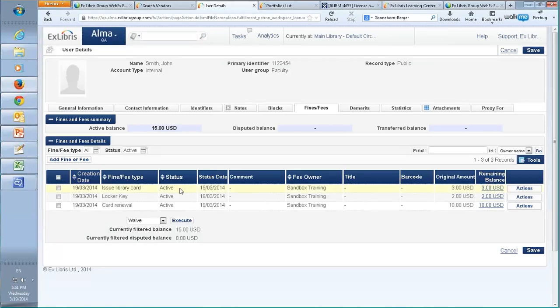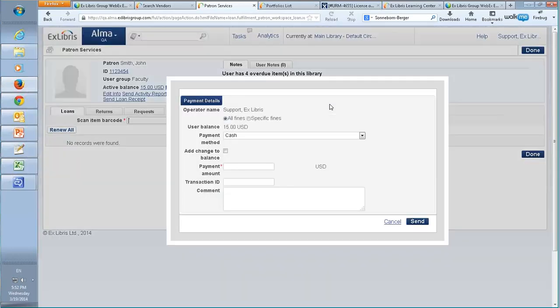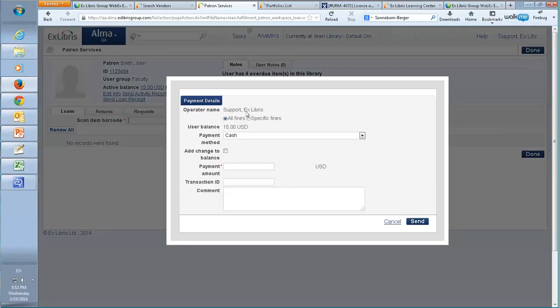Let's just take a look at this for a second. He has 3 fines here, issue library card, right? He has some fees, locker key, card renewal. He has 3 fees, totaling $15. Okay? And along comes John Smith, and he wants to pay 2 of these 3 fees. So we click on Pay, and here we have a new option to pay specific fines.